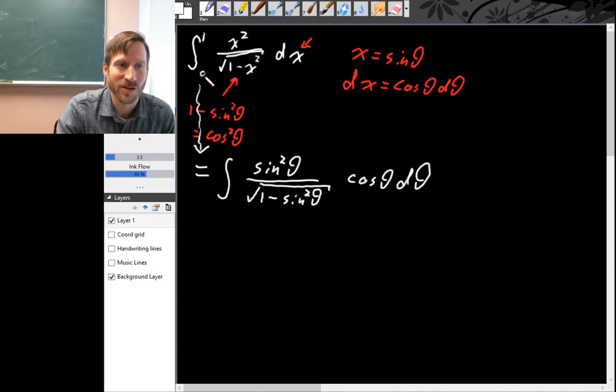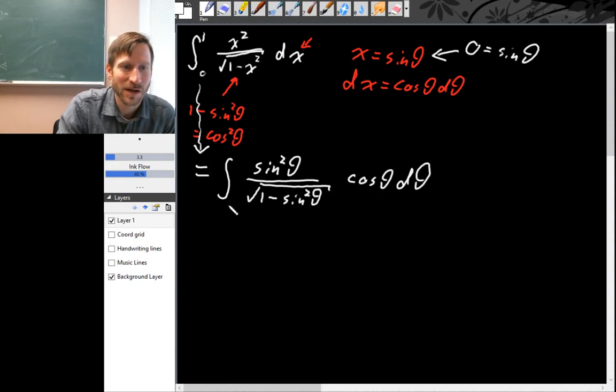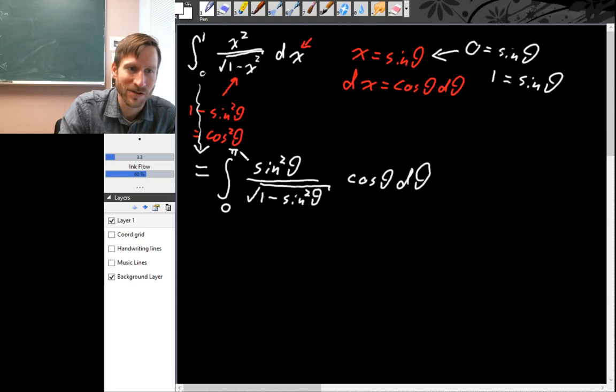Let's think about the bounds, though. This bottom bound is 0, and that's an x value. Looking at our substitution equation, x equals sine theta, when x is 0, what does theta have to be? Well, what angle makes sine equal to 0? It's 0, so the bottom bound in theta is 0. All right, and now for the top bound, when x is 1, what's theta? What angle makes sine equal to 1? It's pi over 2. So the top bound is now pi over 2.